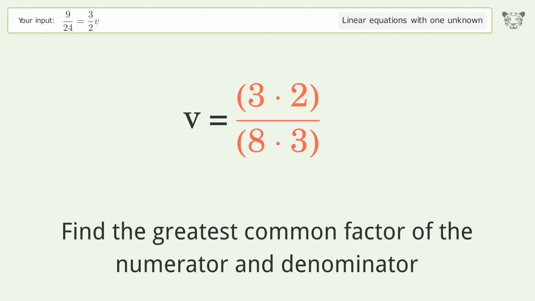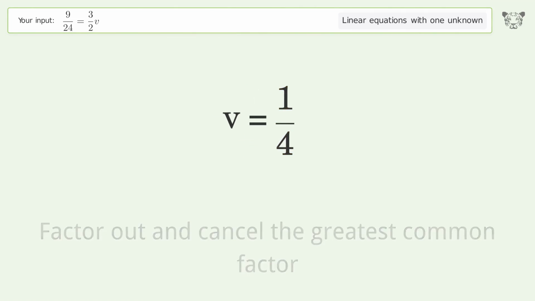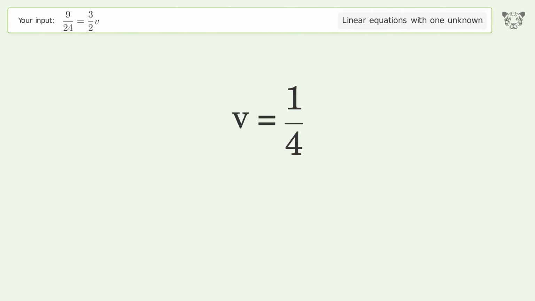Find the greatest common factor of the numerator and denominator. Factor out and cancel the greatest common factor. And so the final result is v equals 1 over 4.